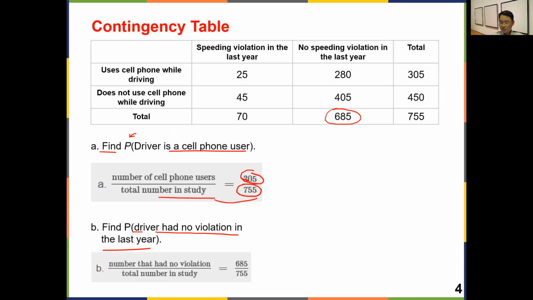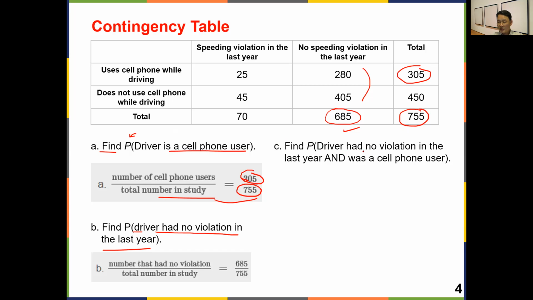So, just take your time and think about this. Finding the cell phone user total, this is the total right here, out of the total 755. And if you want to know the speed violation, this is the speed violation total right here, 685 out of 755, just like this, right? Okay, moving on.